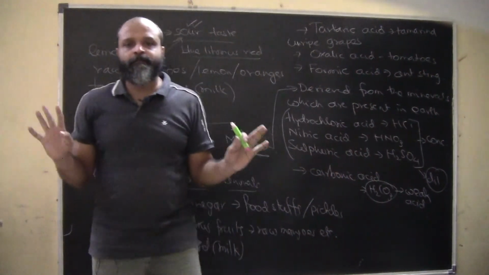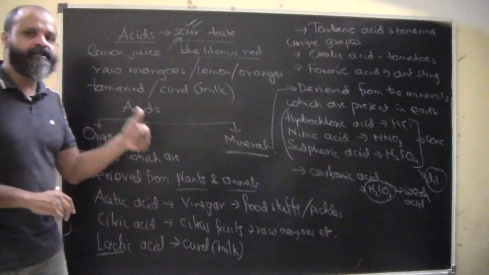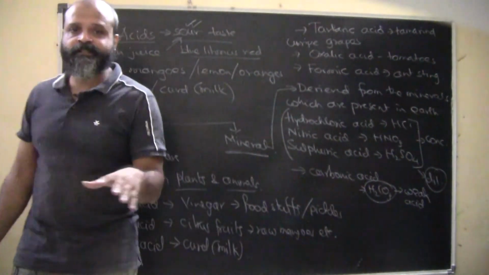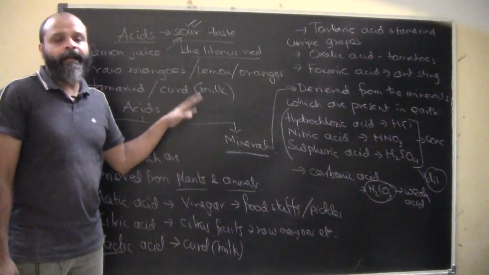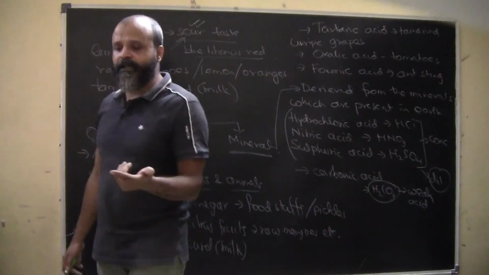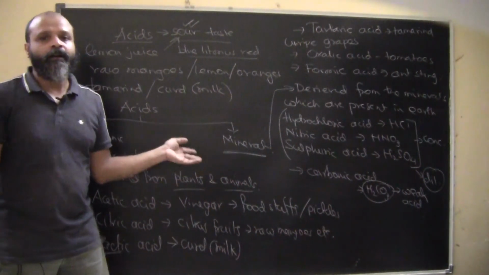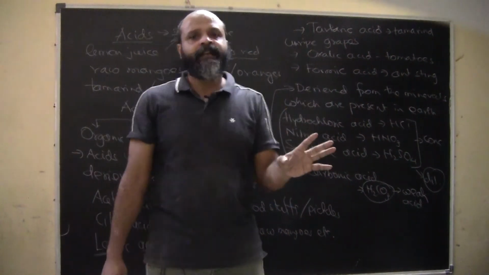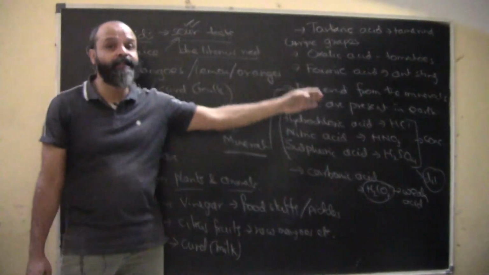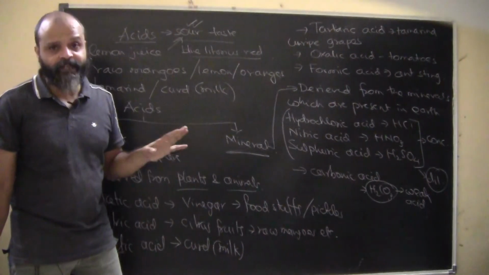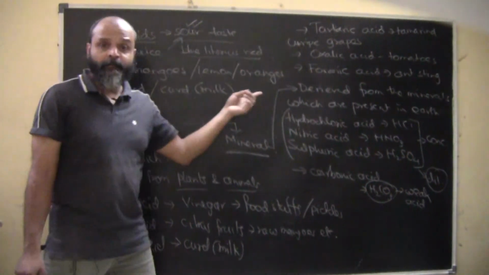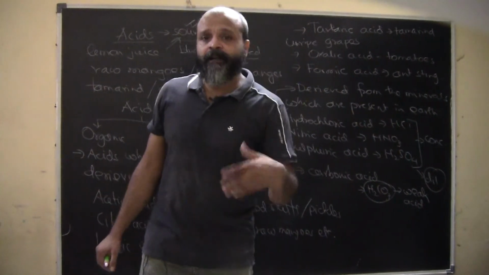So what we have understood here is acids are sour in taste. Acids have a property of turning blue litmus solution or paper to red. They can be classified into organic and mineral. Organic acids are the ones which are prepared by different plants and animals. Organic acids are more or less healthy to consume. I won't say that an ant sting is healthy, but even if they get into our body, they are not going to cause major harm. So organic acids are more or less harmless, but the mineral acids are the ones which are prepared from the minerals of the earth.